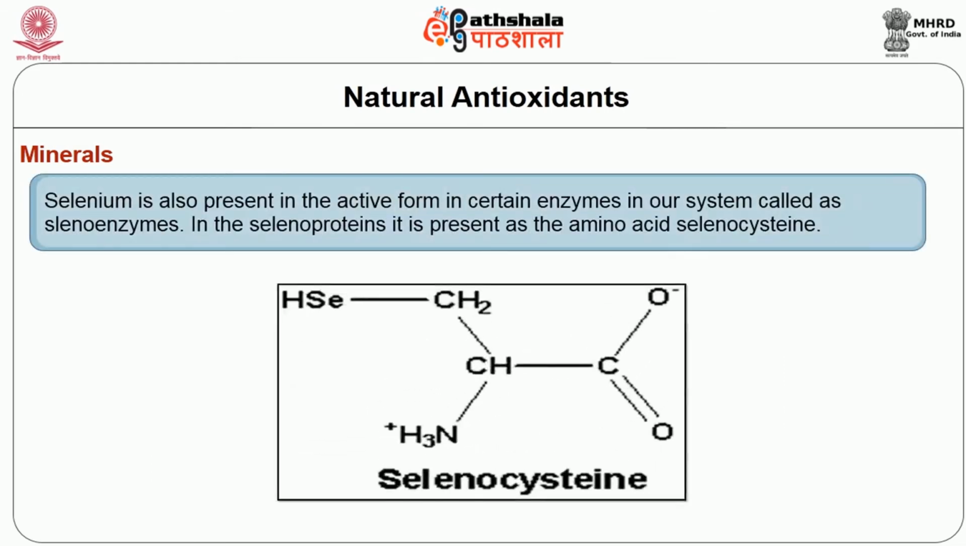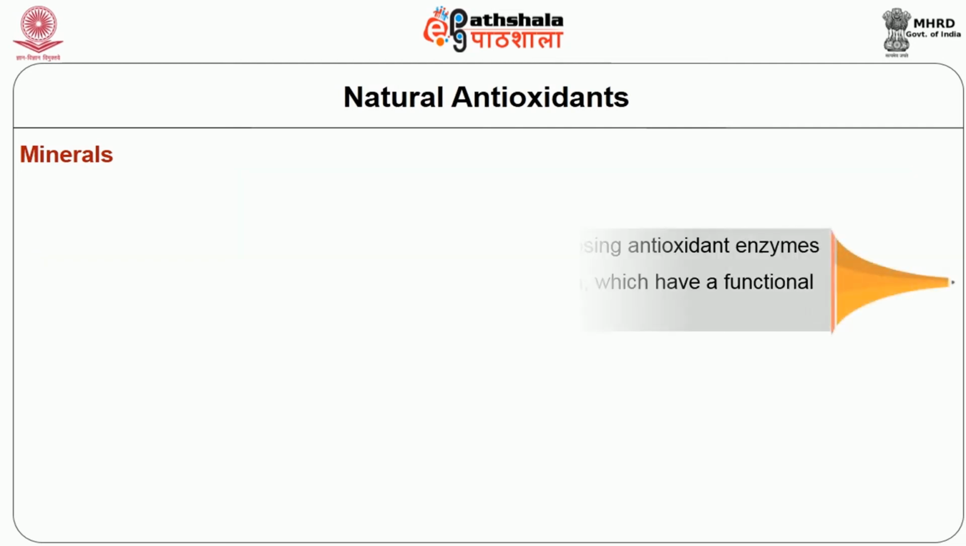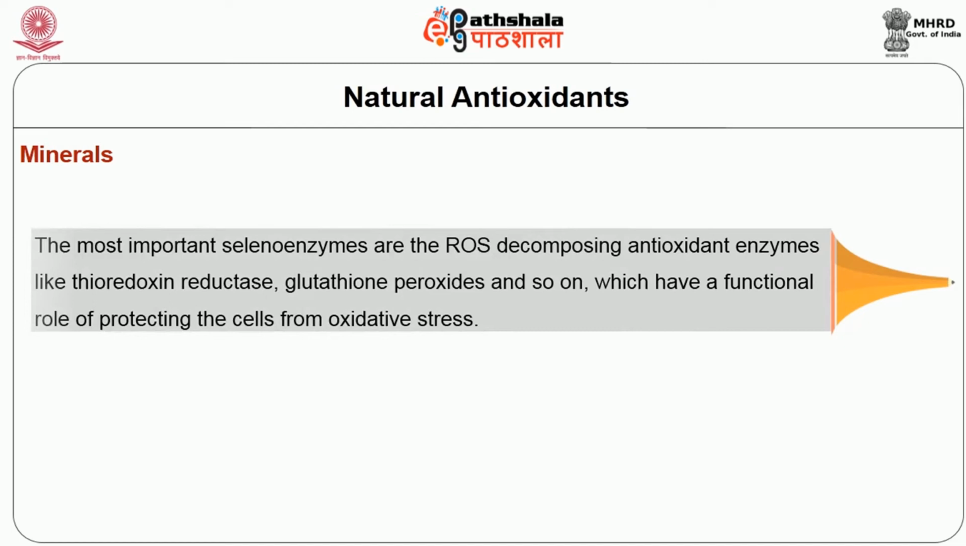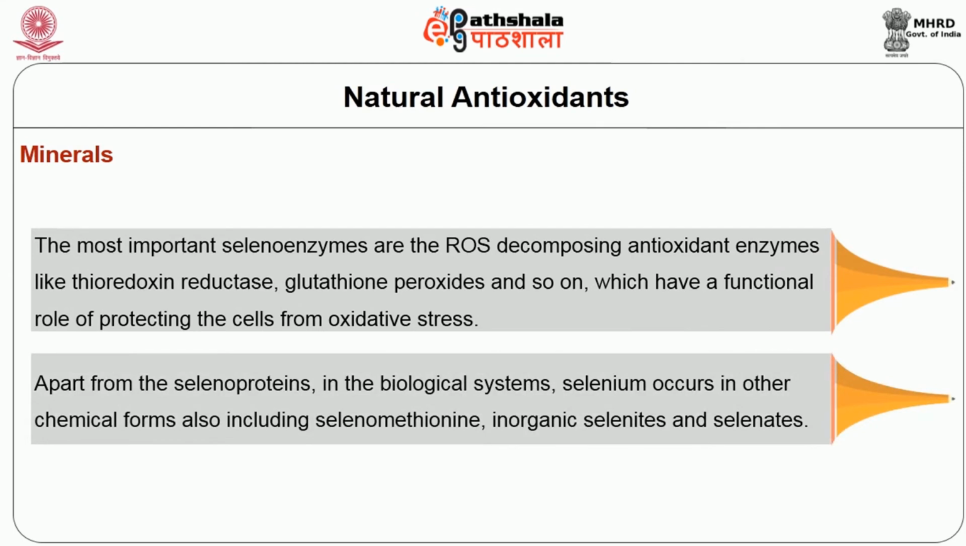Selenium is also present in the active form in certain enzymes in our system called selenoenzymes. In the selenoproteins, it is present as the amino acid selenocysteine. The most important selenoenzymes are the reactive oxygen species decomposing antioxidant enzymes like thioredoxin reductase, glutathione peroxidase and so on, which have a functional role in protecting the cells from oxidative stress. Apart from the selenoproteins, in the biological system, selenium occurs in other chemical forms also, including selenomethionine, inorganic selenides and selenates.